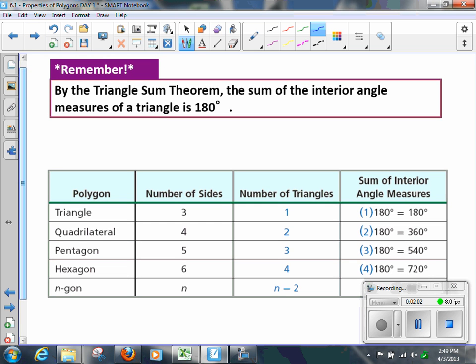The triangle sum theorem says, stop talking. It says to stop talking and that the sum of the angles in a triangle is 180 degrees. You already know that, right?